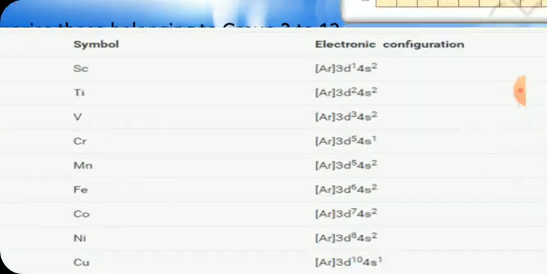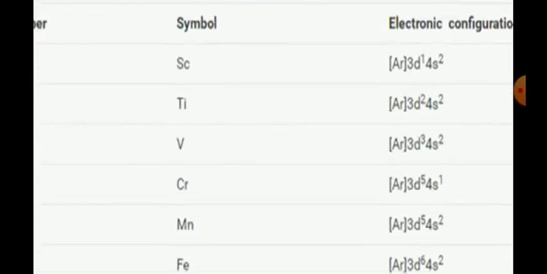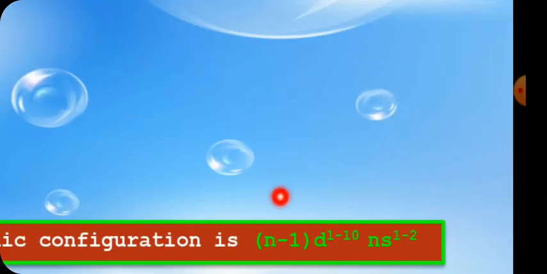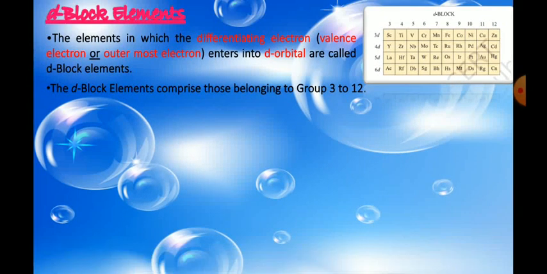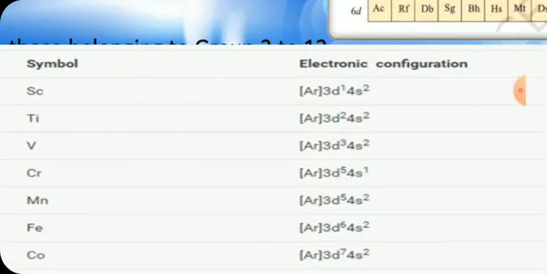Okay, so now here the valence shell electronic configuration is what? 3d1 4s2, 3d2 4s2, like this. Here d orbitals are being progressively filled. Therefore its general electronic configuration is (n-1)d1 to 10 and ns2. For example, in the 3d series, if you consider 4 as n, then 3 becomes what? n-1, isn't it?